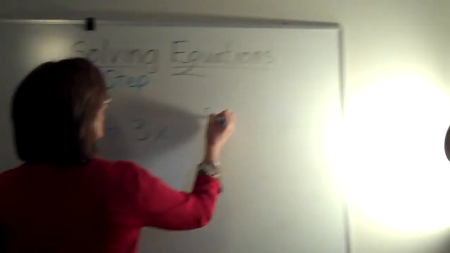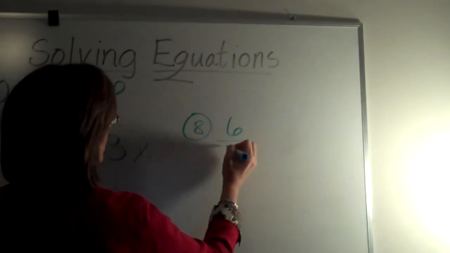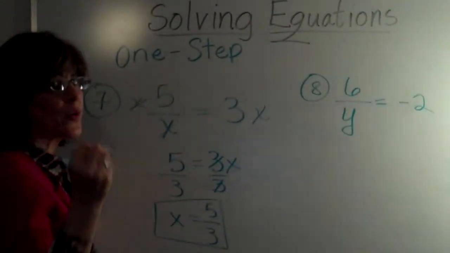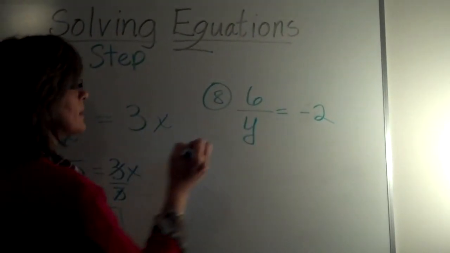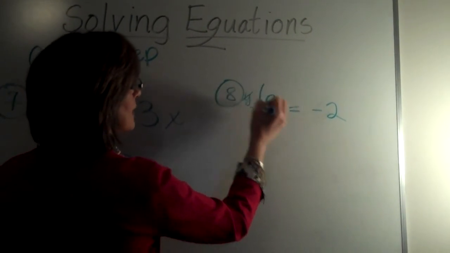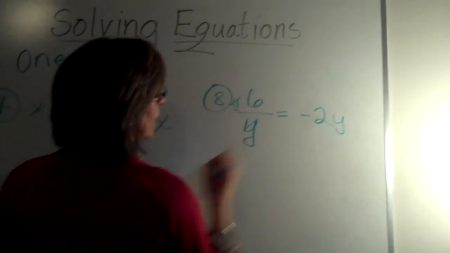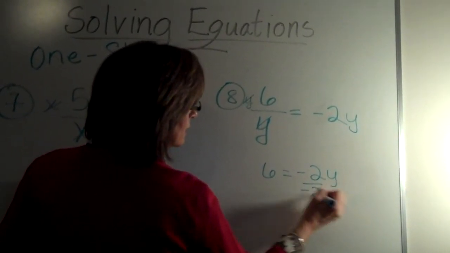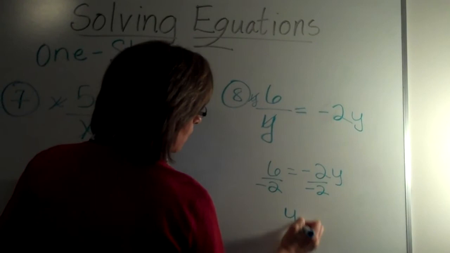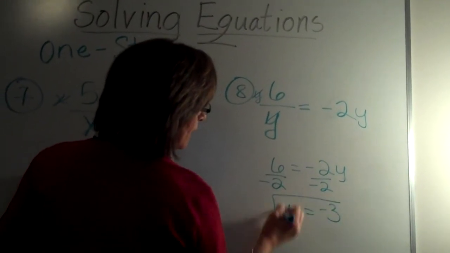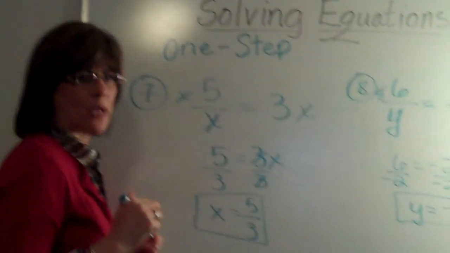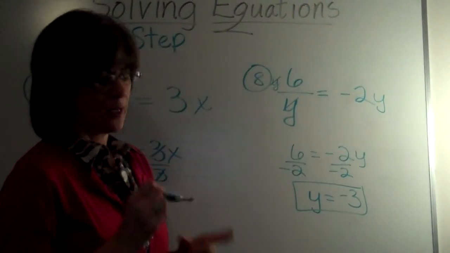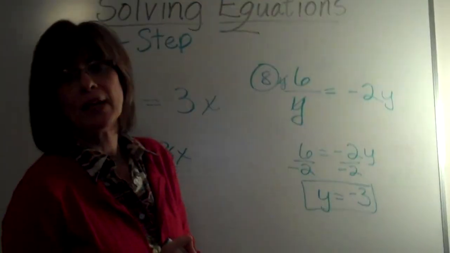All right, and let's do one more like that, and we'll be done with this. 6 over y equals -2. There's other ways that you can solve this one, but for right now I think this is the easiest. You multiply this side by y and this side by y. 6 equals -2y. Divide by -2, and y would equal -3. These two are really two-step equations. I put them in here just so you could see what division looks like. We're going to touch on multi-step in the next clip.